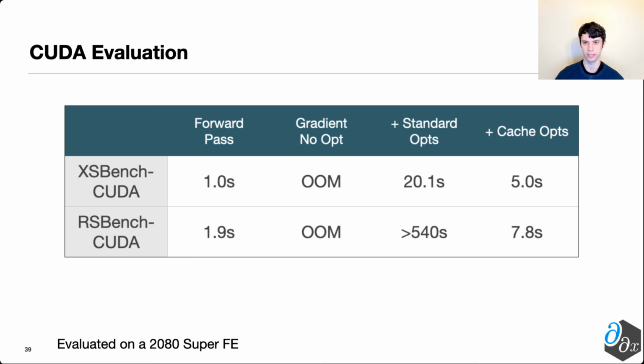Oh, one other thing to note here. All of these times for the reverse pass are actually the time for both the forward pass and the reverse pass combined, so you can subtract out the forward pass if you want to analyze the reverse pass alone. All of these were evaluated on a 2080 Super.